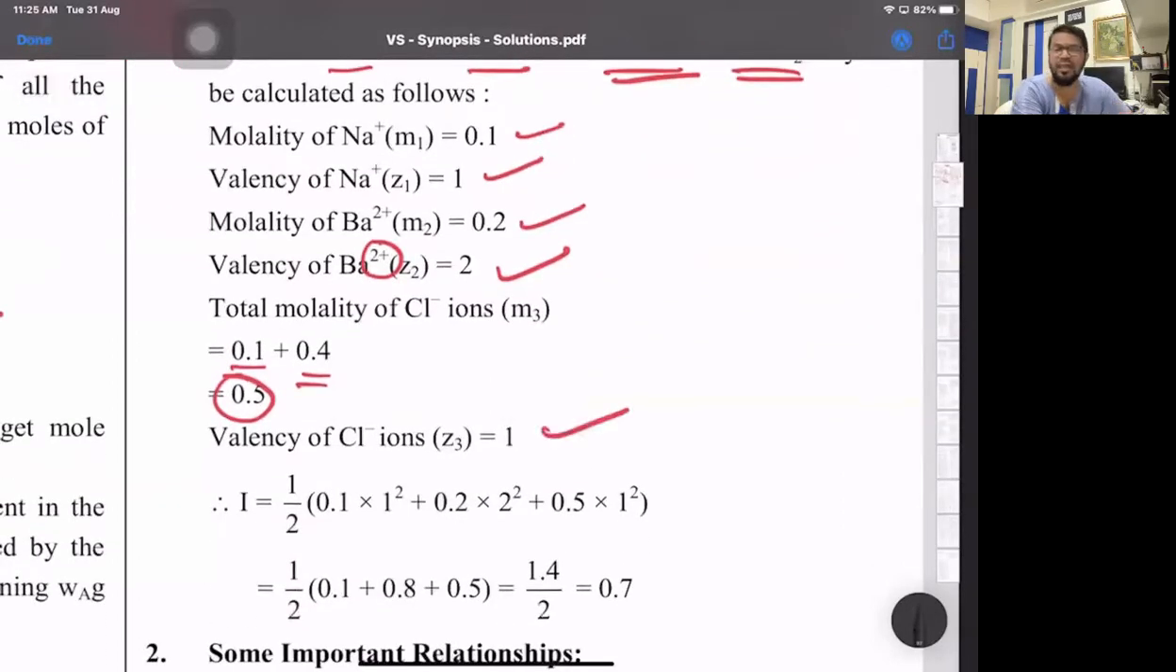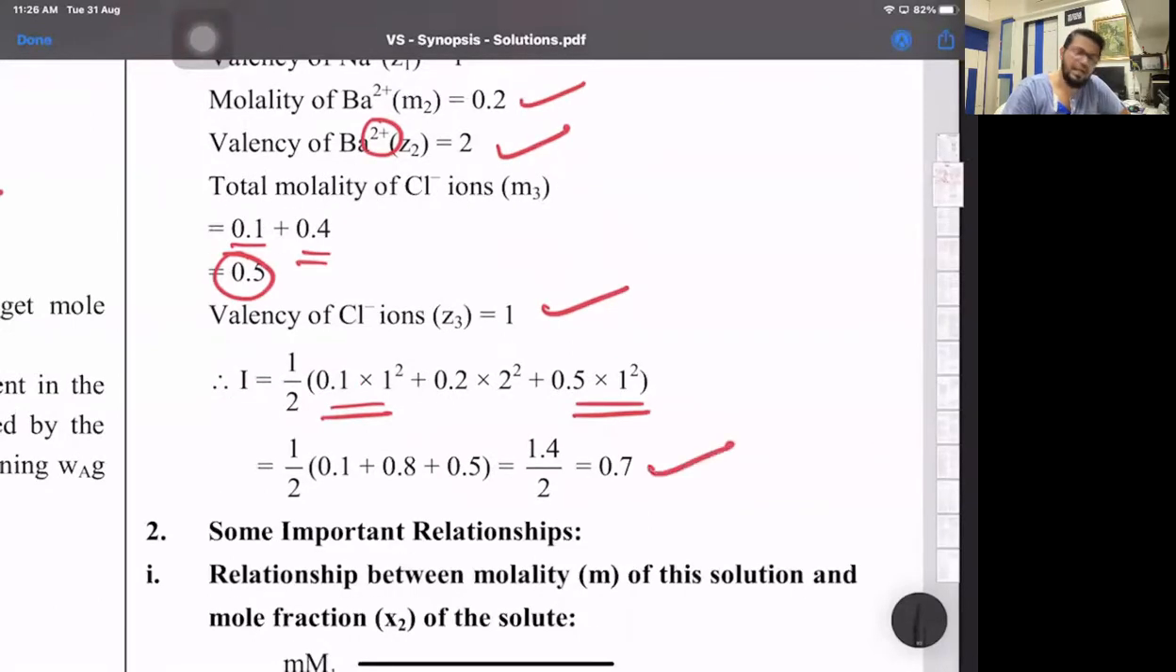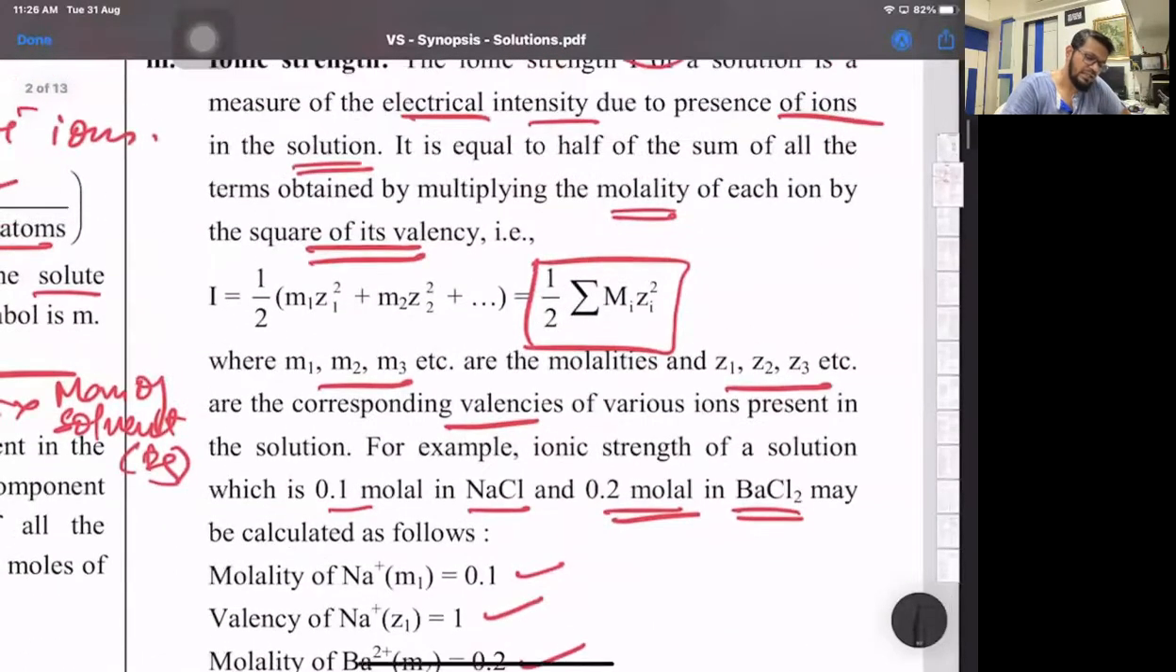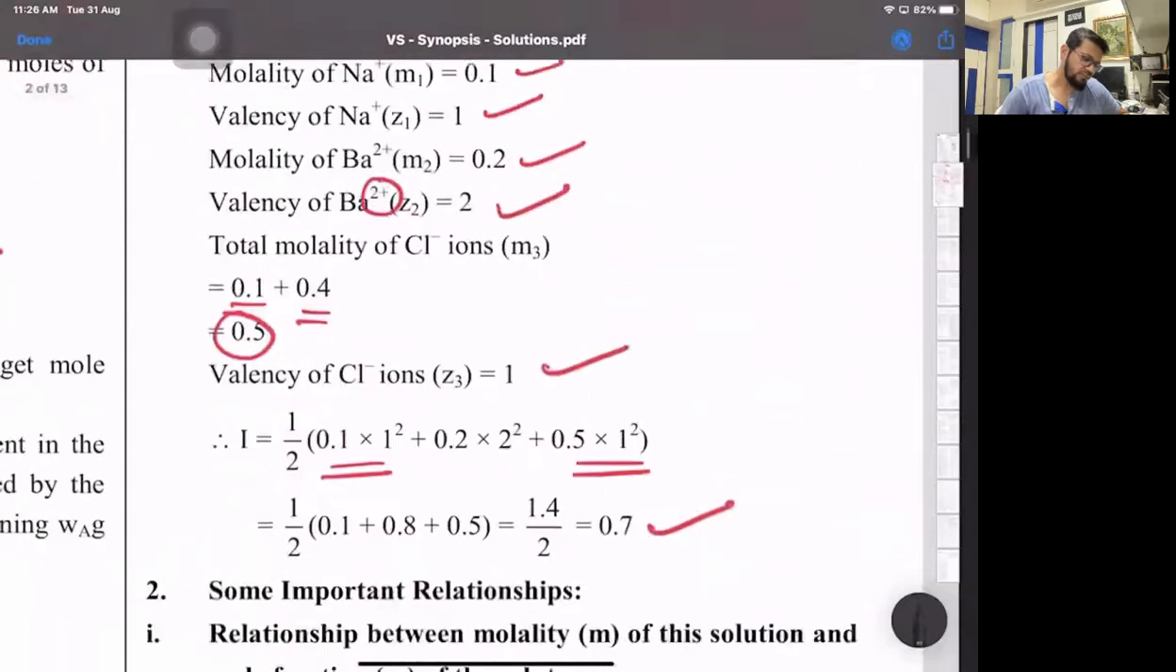So when we calculate the intensity, the first part is the sodium ions, that's 0.1 into 1. Plus 0.2 into 2, because the barium ion valency is 2, this is basically about barium chloride, and plus 0.5 into 1 the whole square. That's the total part, the molality of chloride. So we will get its intensity as 0.7. This is just an extra formula. All right, that is half summation of M1 into Z1 the whole square. Okay, that's the ionic strength.